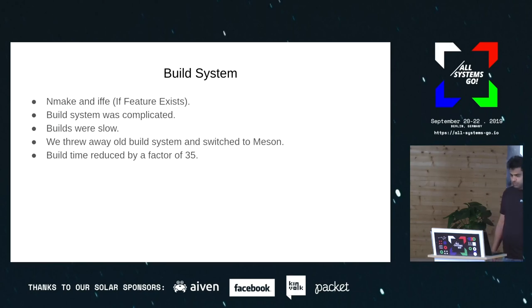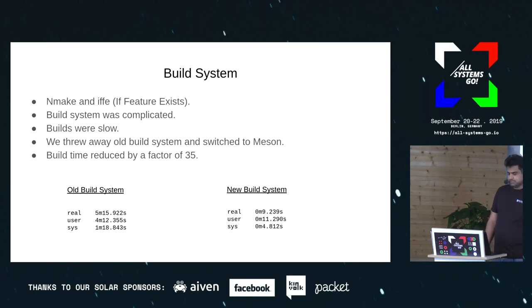And we also threw away the old build system. The old build system was a combination of NMake and iffe (if feature exists). Anyone heard about NMake here? Actually, there are two different build systems with the name NMake. One is the Microsoft one, and the second is the AT&T one. So I'm talking about the AT&T one here. And it was extremely complicated. No one understood it. It had bugs. The builds were slow. We just threw it away and moved to Meson. And we managed to improve build time by a factor of 35. On my system, the old build system used to take more than 5 minutes to compile KSH. These days, it takes less than 10 seconds. That's a significant improvement.